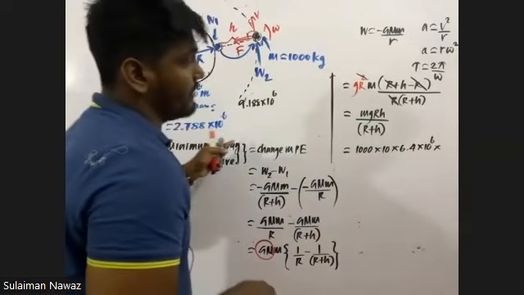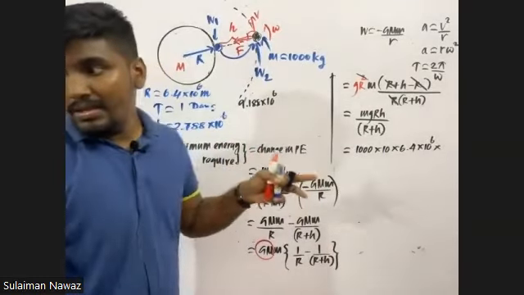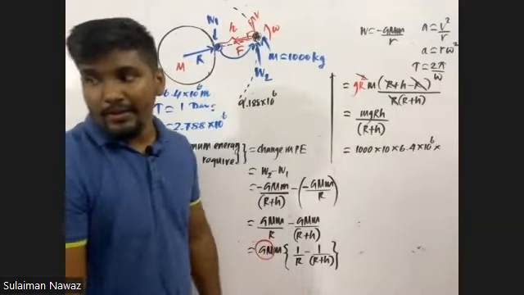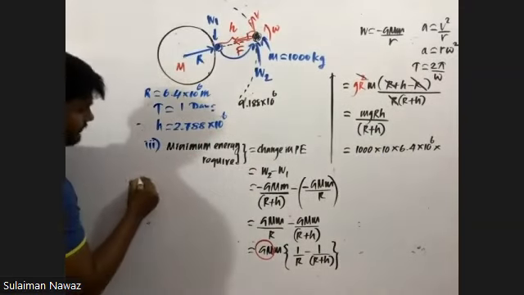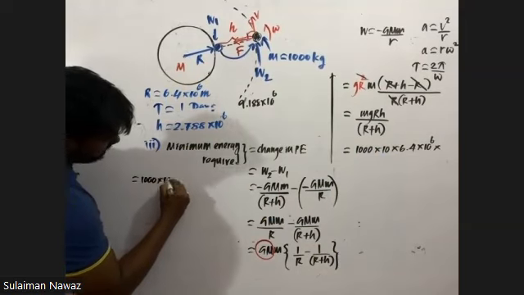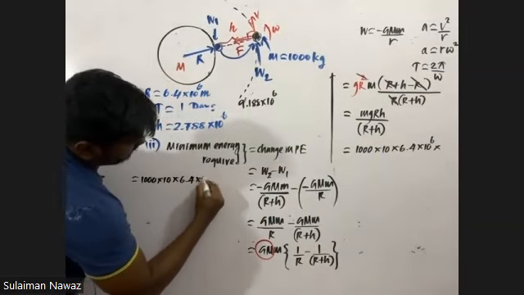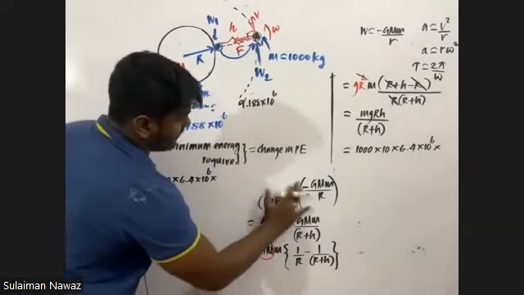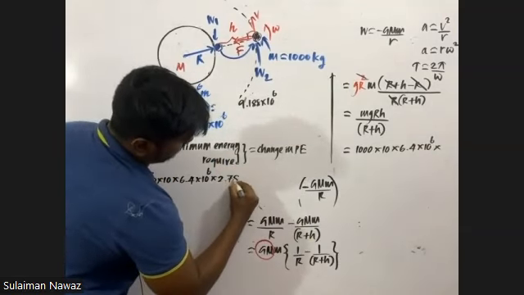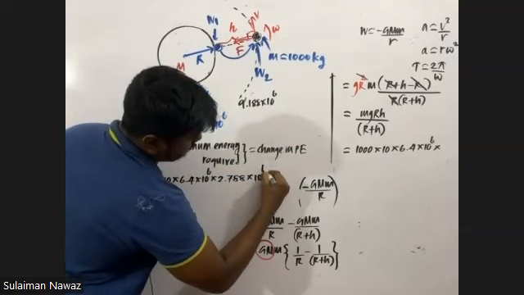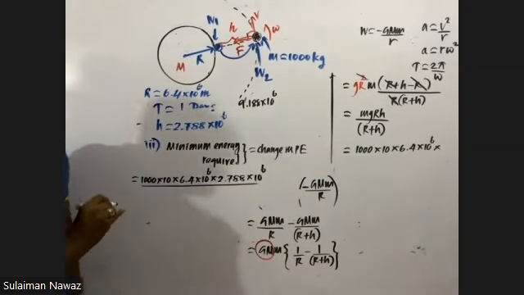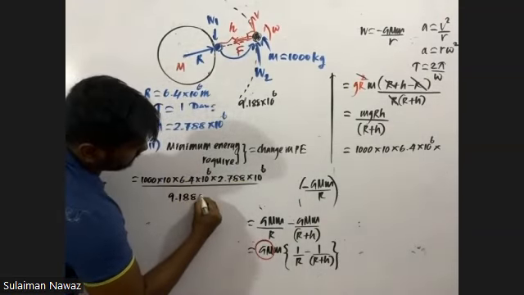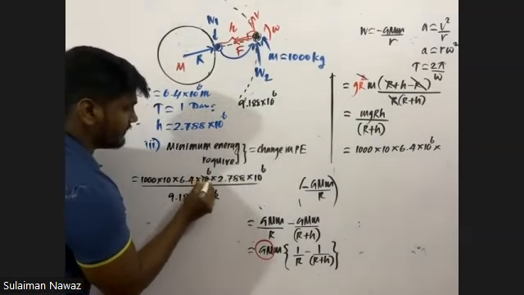Simple H value 2.788 into 2.788. We don't have space, so I will write this one here: 6.4 × 10^6 for the simple H value 2.788, over 9.188 × 10^6. The 10^6 cancel out.